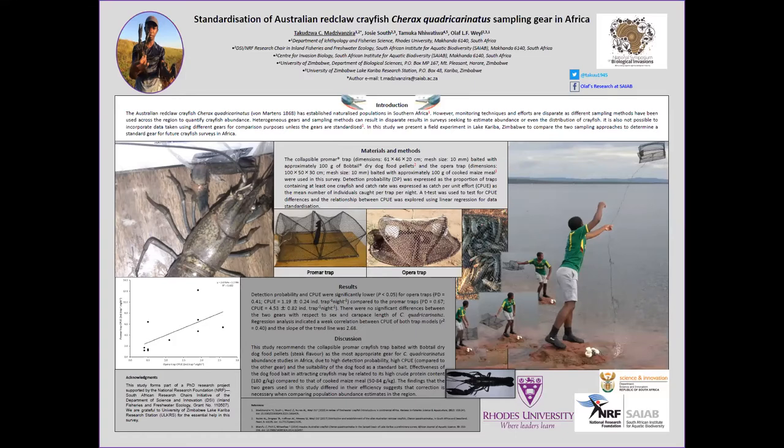There was a weak correlation between the catch per unit effort of the two trapping methods and the slope of the line was 2.68, which means that results collected via the opera traps baited with cooked maize meal should therefore be upcalculated by a factor of 2.68 for the data to be comparable across the region. From this study, we recommend the use of promar collapsible traps baited with dry dog food as a standard gear for red claw abundance studies in Africa.